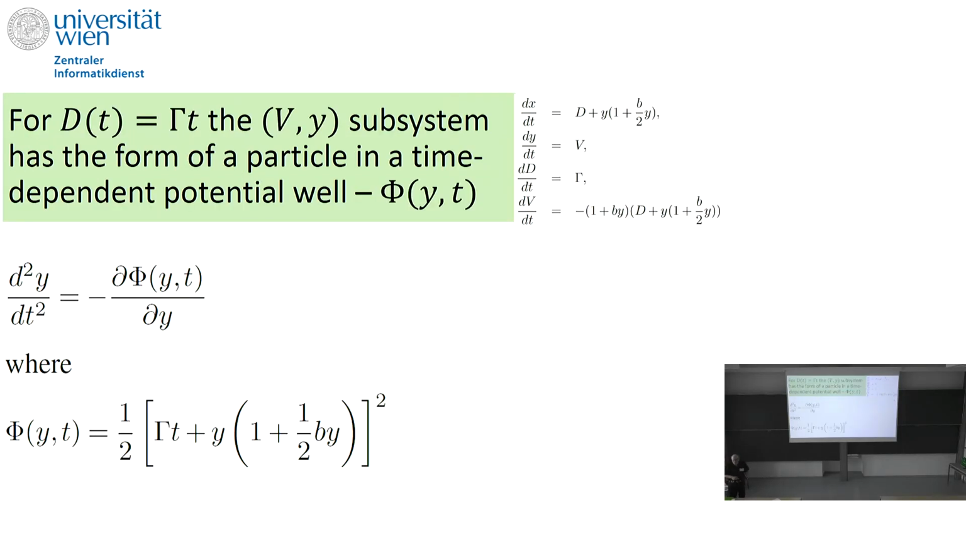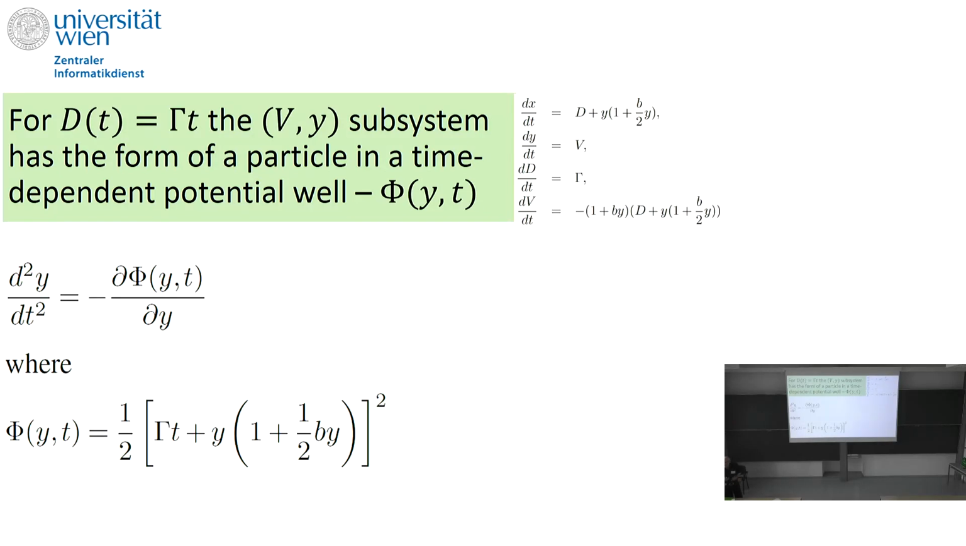So we can write it as the equation of a particle in a pseudo-potential well, where the potential well is just given by the integral of this term here, which happens to be this. I already substituted the d, which appears here, by gamma t, because we know the solution. So we have a time-dependent potential, and d squared y dt squared is equal to the negative of the gradient of this time-dependent potential.